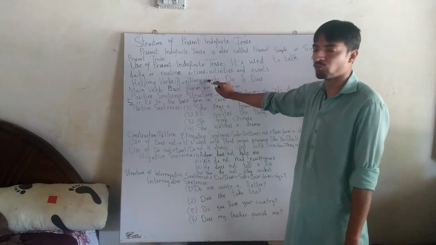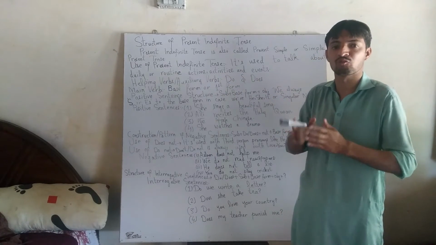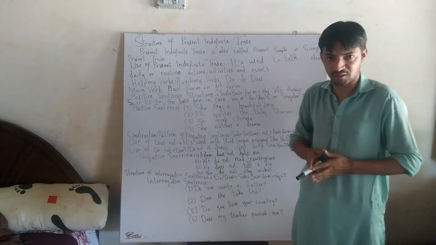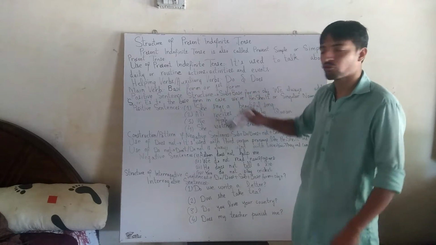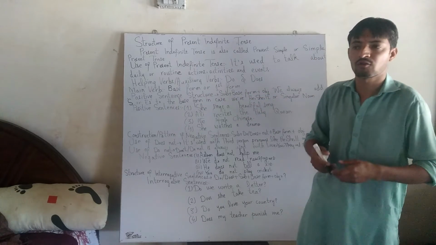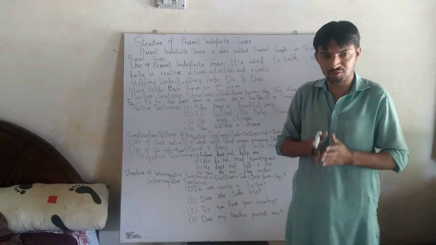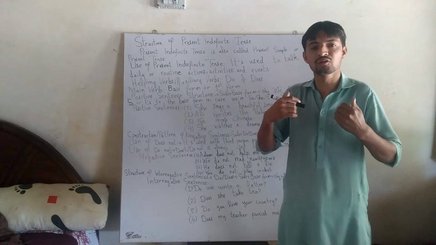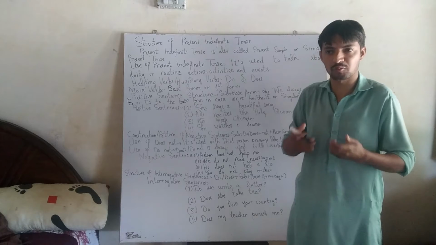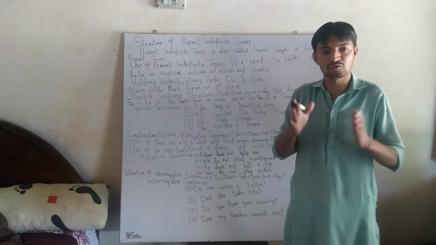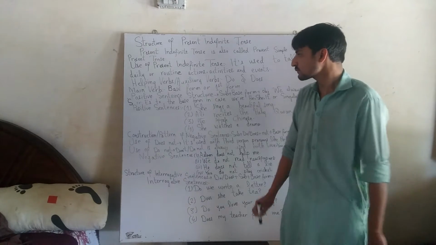Helping verbs or auxiliary verbs: do and does are the auxiliary verbs, the helping verbs that are used in present indefinite tense or simple present tense. Main verb: base form or first form. So we always use the base form or first form of the verb, or the present form of the verb, in case of present indefinite tense, right? And we don't need any helping verbs or auxiliary verbs in positive sentences. In positive sentences, we always use the lexical verb or the main verb, right?